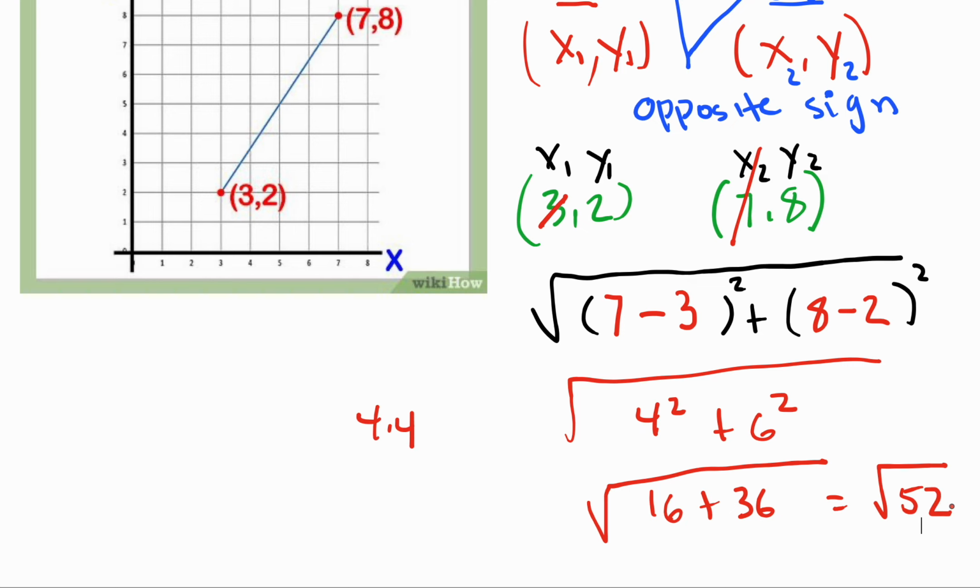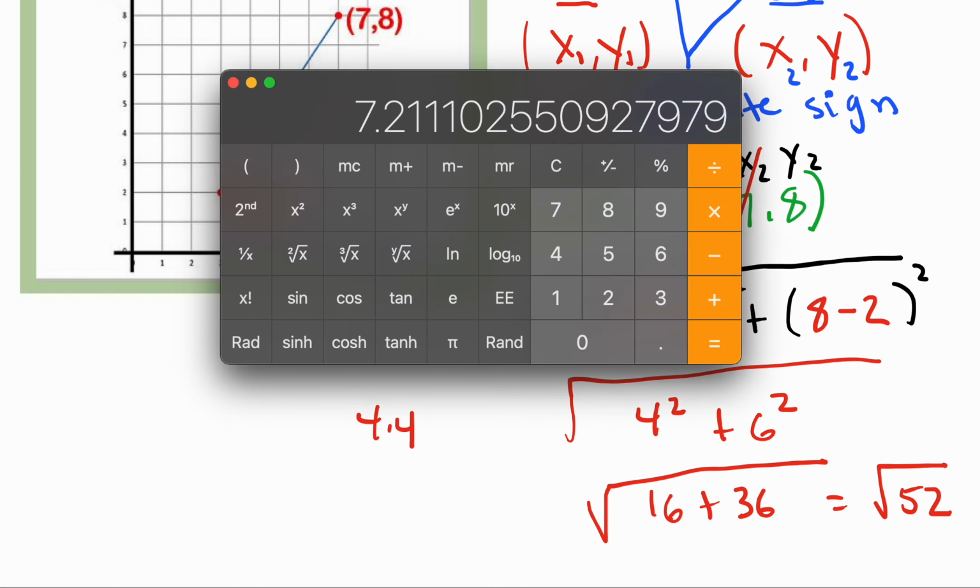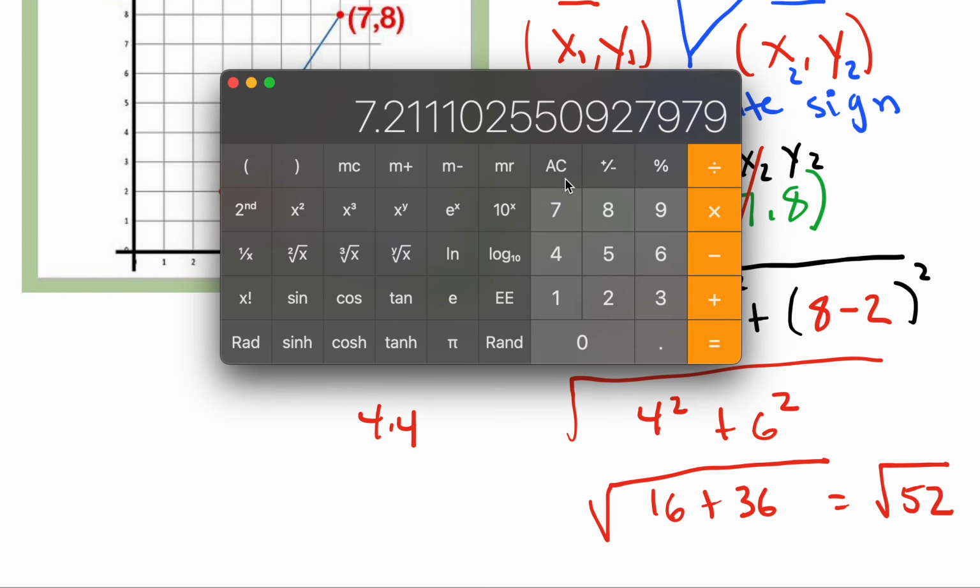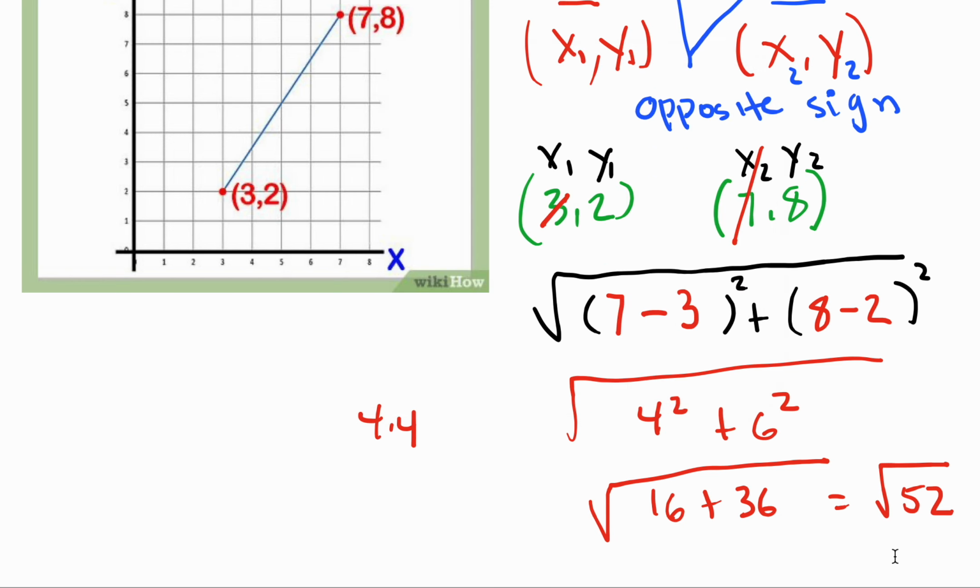Now your teacher might ask you to reduce that. That would be a different video I have on reducing square roots. Or you could use a calculator to find it as a decimal. So for finding perimeter or area, sometimes we'll do that. So I'll take 52, use the square root button, and I get 7.2 as my final answer.